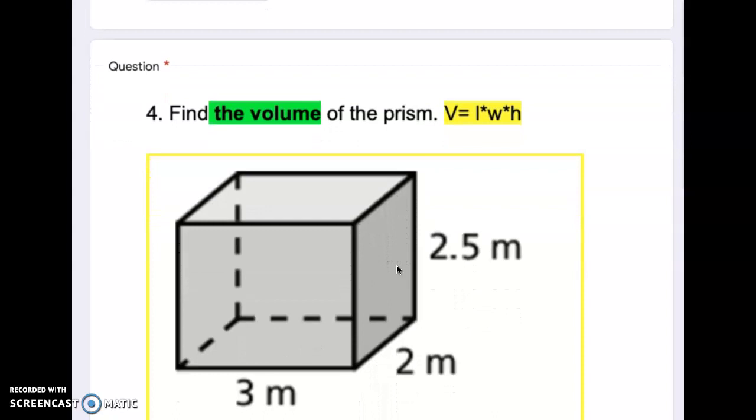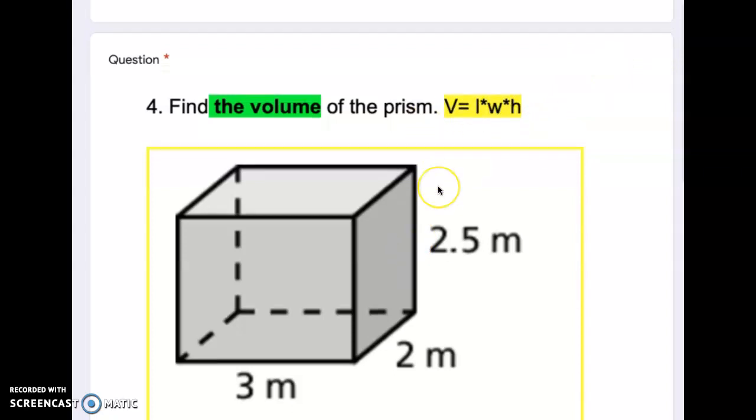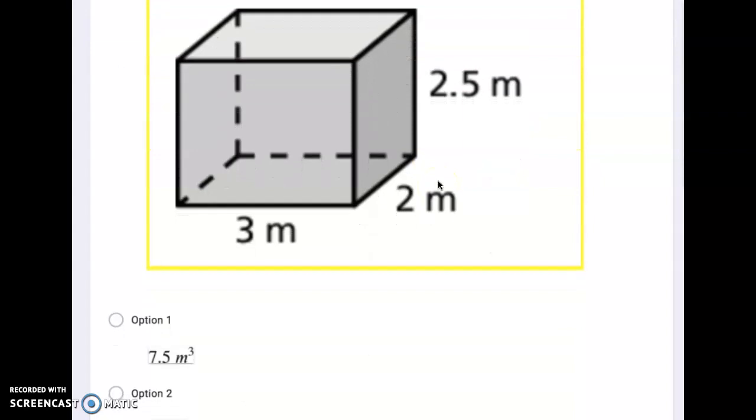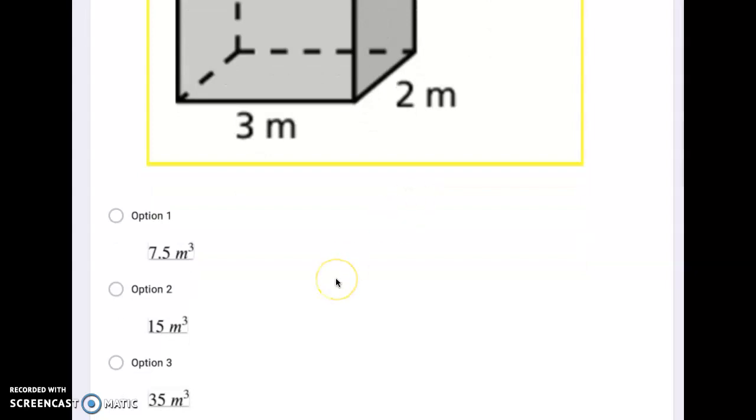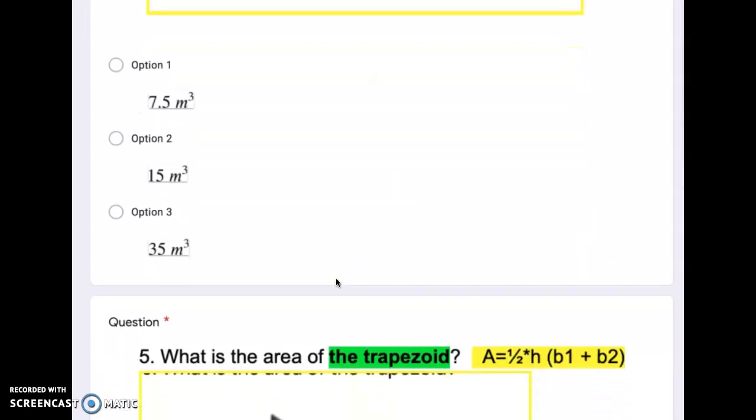Number 4, find the volume of the prism. What's highlighted in yellow is the formula to solve for volume. Your choices are 7.5 meters cubed, 15 meters cubed, or 35 meters cubed.